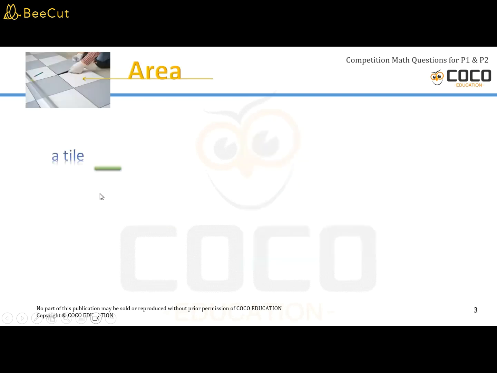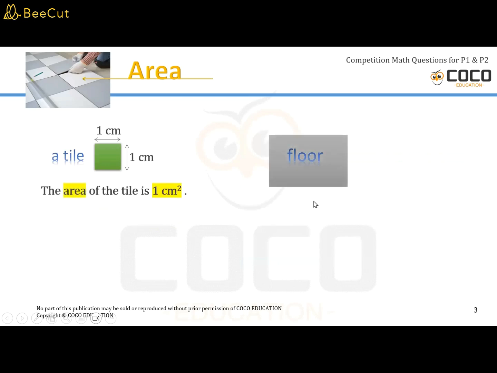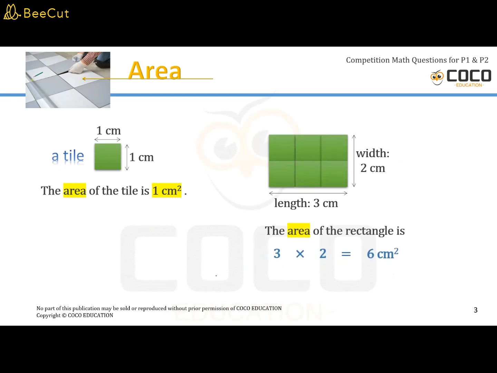Now we use such a special tile to cover a floor like that, which is a rectangular floor with length 3 centimeter and width 2 centimeter. You know that if you want to cover the floor fully, you need to cover it in this way. So you need 6 tiles. How does 6 come from? Actually it is just 3 times 2. Then 6 centimeter square is the area of the rectangular floor.